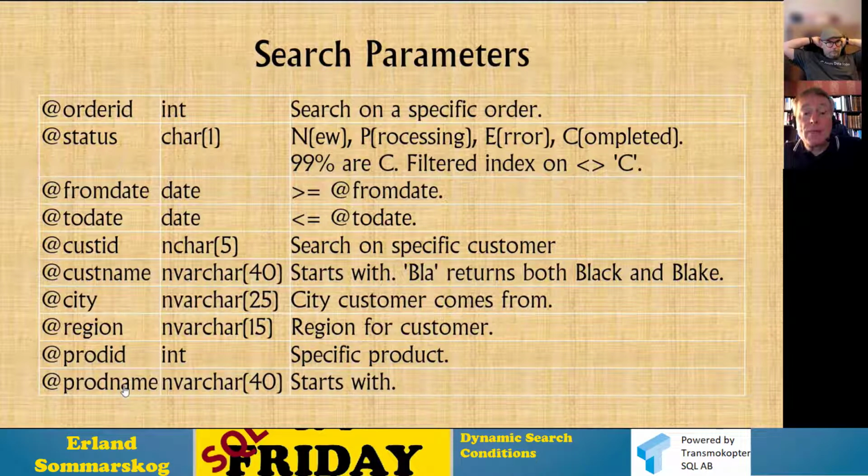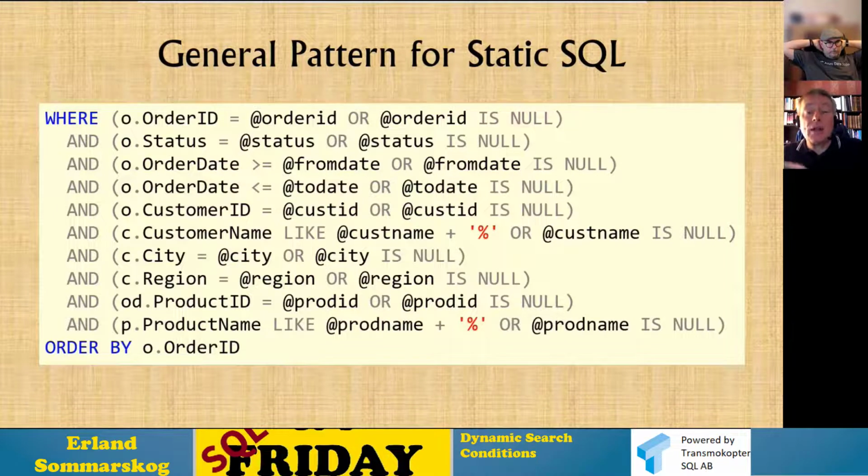So now let's move over to do this search with static SQL. Here's the general pattern for the logic. So we say if order ID equals @orderid, or @orderid is null, or status equals @status, or @status is null, order date greater or equal @fromdate, or @fromdate is null, or customer name like @custname plus percent for starts-with, or @custname is null.